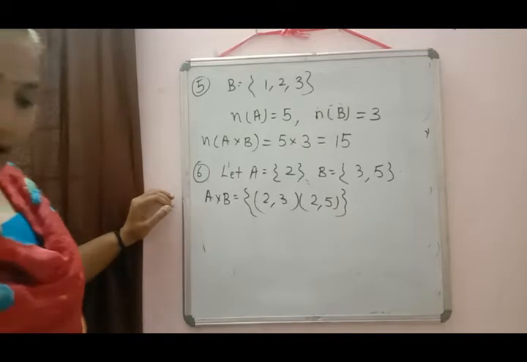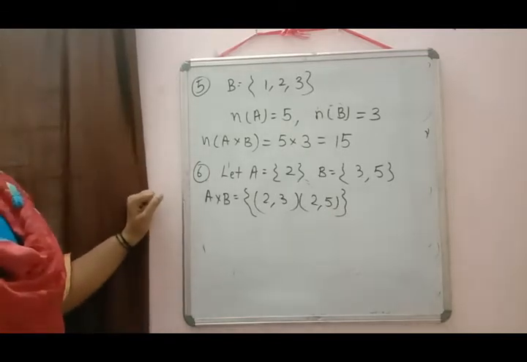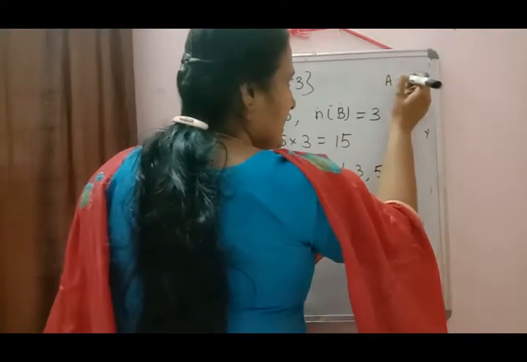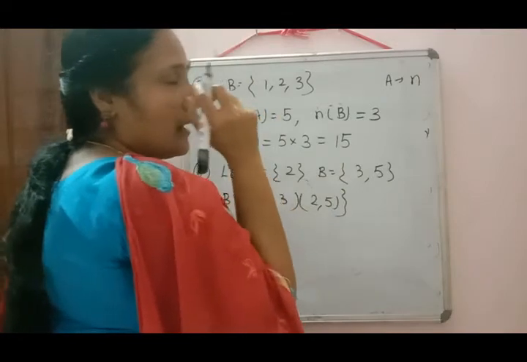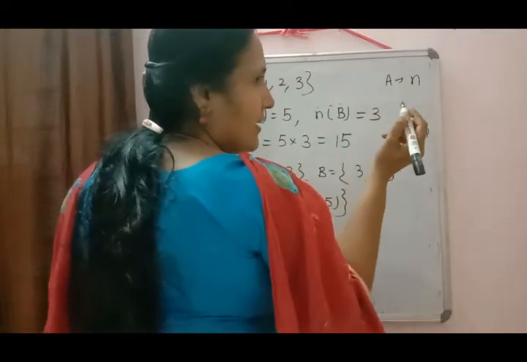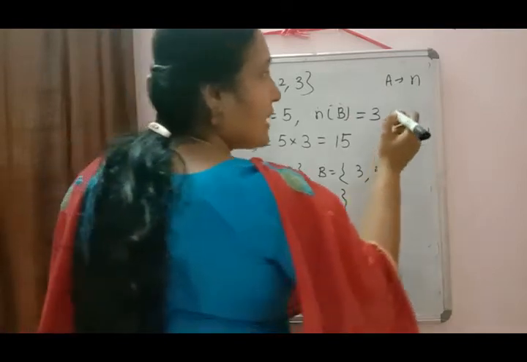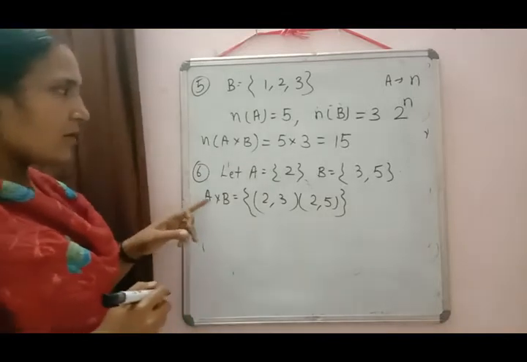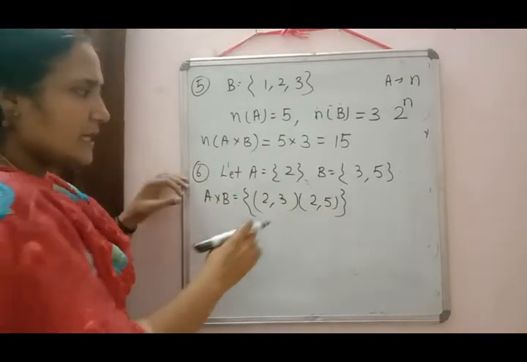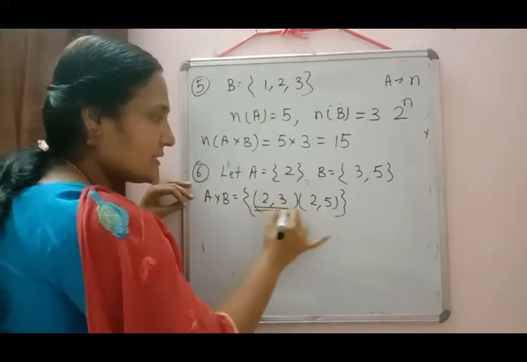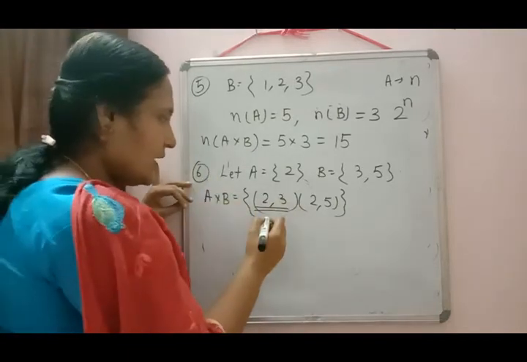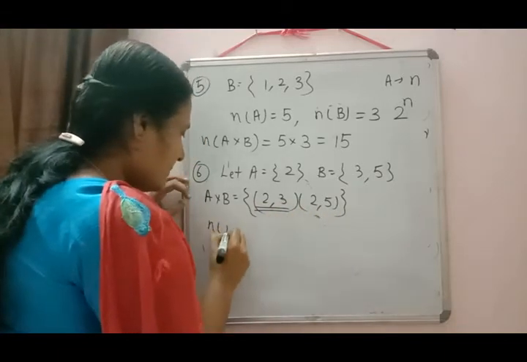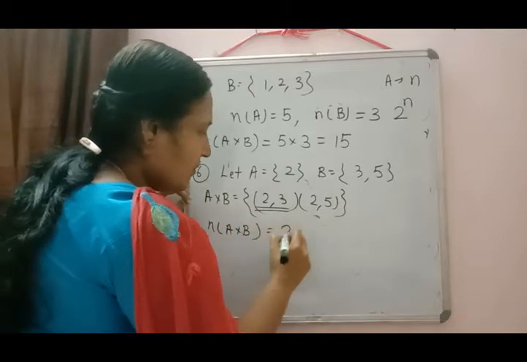Now we have to write down how many subsets will A cross B have. How we are writing the number of subsets? If the set A has n elements, then number of subsets of set A, or number of elements in power set of A, is equal to 2 raised to n. So in A cross B, how many elements are there? These are the elements. You consider each as a single element. So in A cross B we have 2 elements.